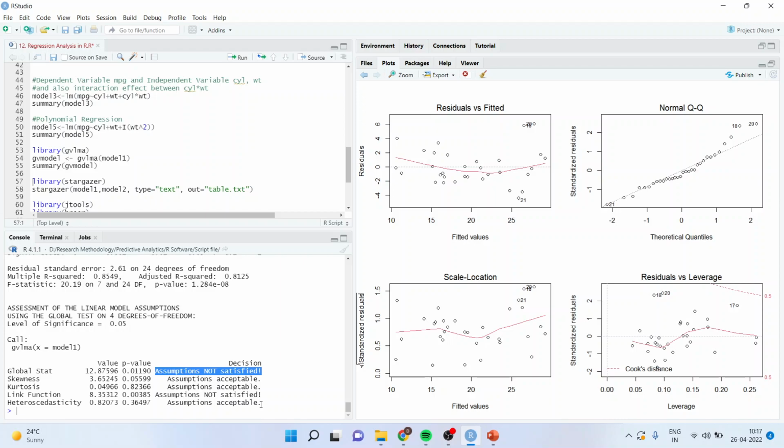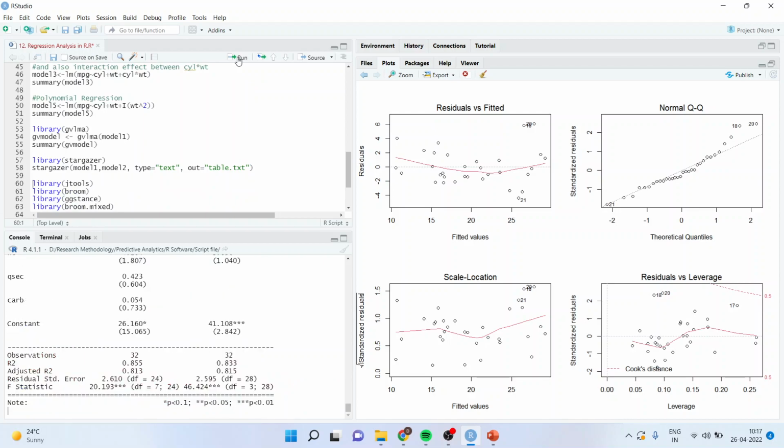Heteroscedasticity assumptions acceptable. Let's proceed further. Now there is one package which is Stargazer. Activate the Stargazer. At a time, you can compare two models, model 1 and model 2, and you can report this thing in your paper directly.